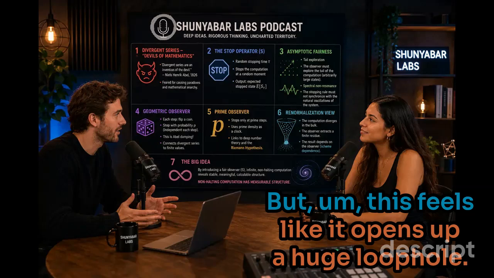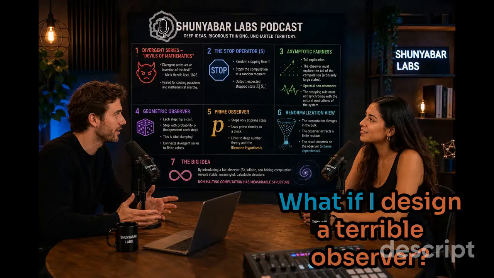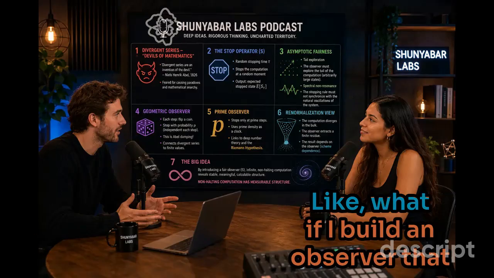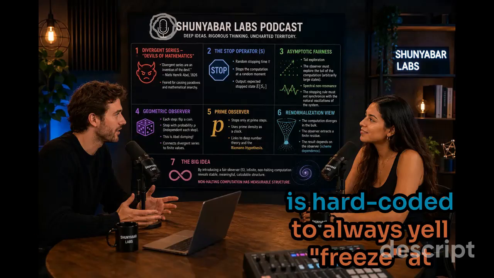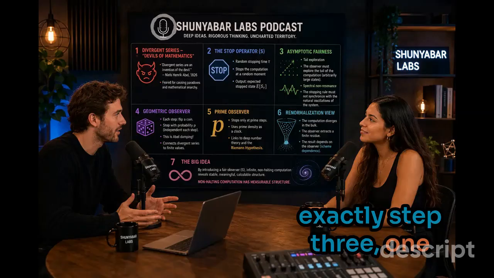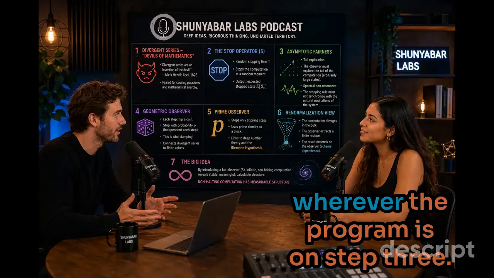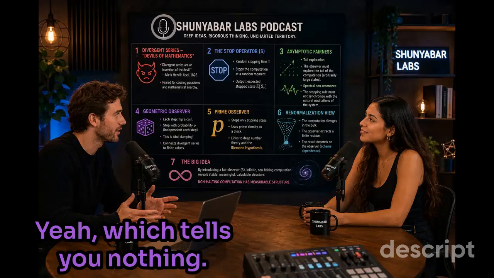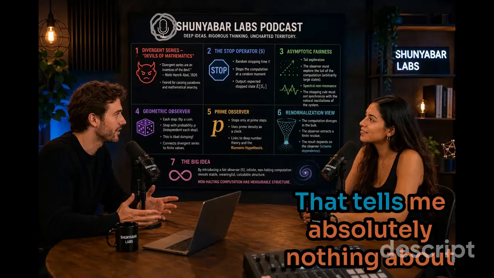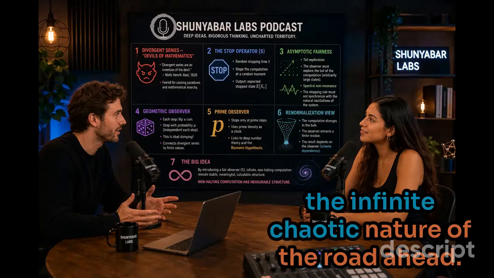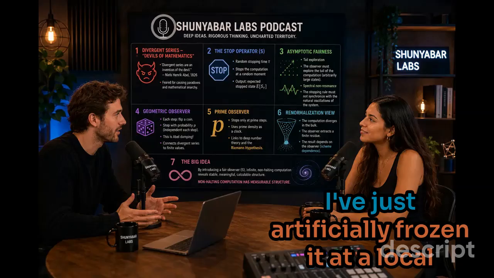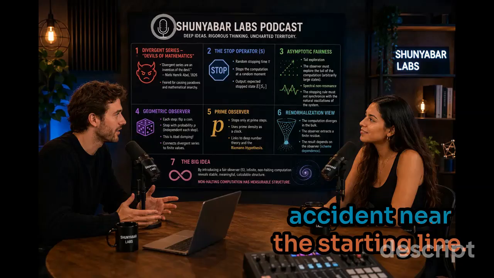But this feels like it opens up a huge loophole. How so? What if I design a terrible observer? Okay, define terrible. What if I build an observer that is hard-coded to always yell freeze at exactly step 3, 100% probability? The expected value is just going to be wherever the program is on step 3. Yeah, which tells you nothing. Exactly. That tells me absolutely nothing about the infinite chaotic nature of the road ahead. I've just artificially frozen it at a local accident near the starting line.